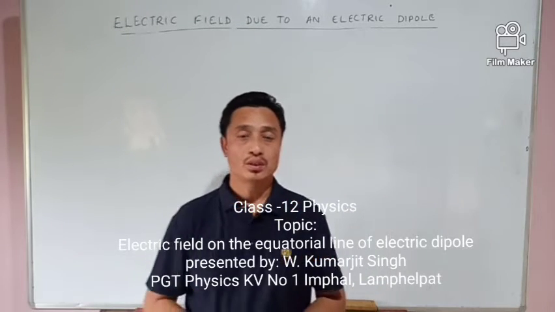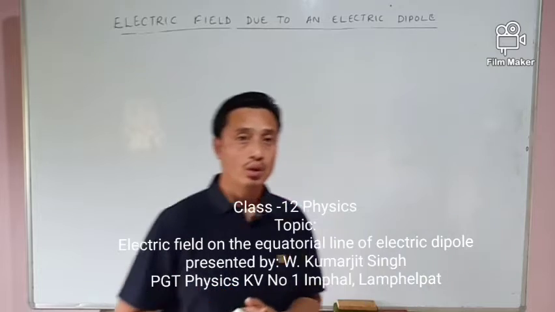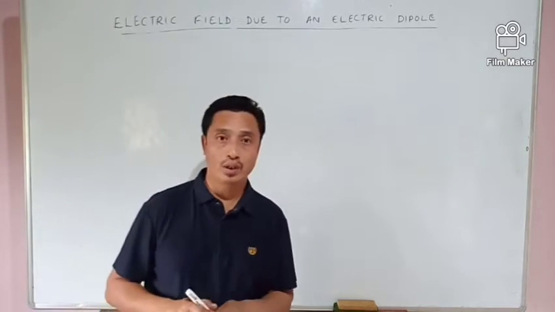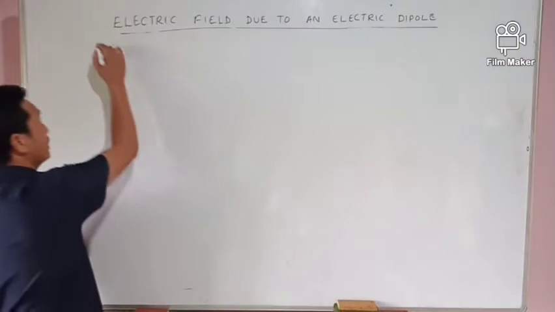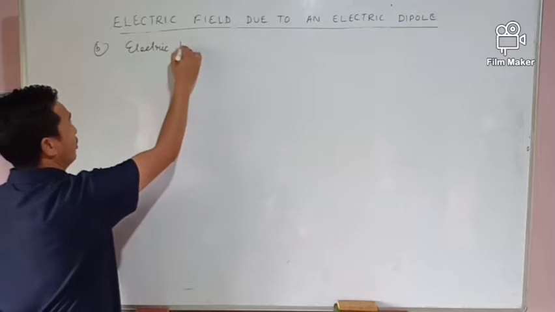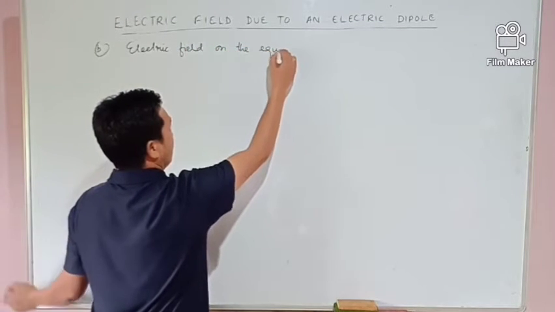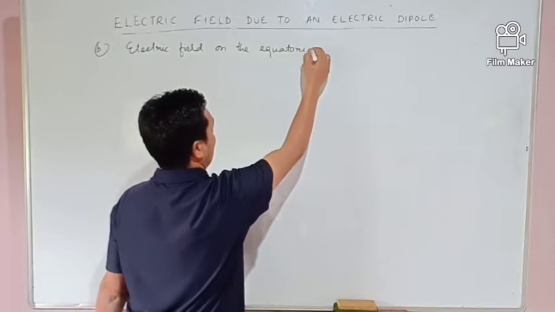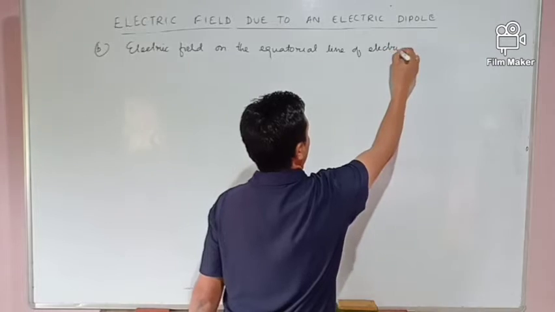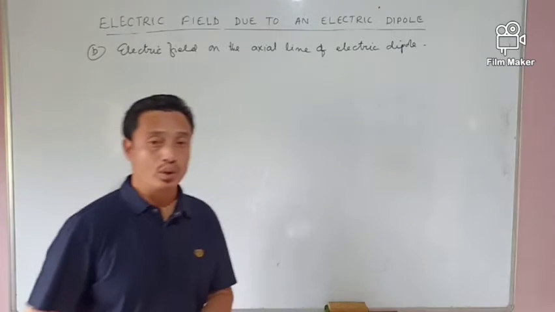Welcome back. So we are going to discuss the second case. So this is how to find electric field on the equatorial line of electric dipole. So the second case is electric field on the equatorial line of electric dipole. So this is what we are going to discuss.